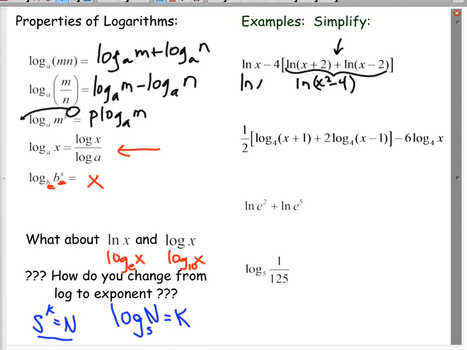Now this guy's still out here. Now what I'm going to do is take this 4 and move it up here as a power. So I'm using which property? That one right there. And so now I have ln of x minus ln of x squared minus 4 to the 4th, which now that that's a minus, I can put them together with division. So I have all of this, x divided by x squared minus 4 to the 4th. Sorry, that's hard to read.